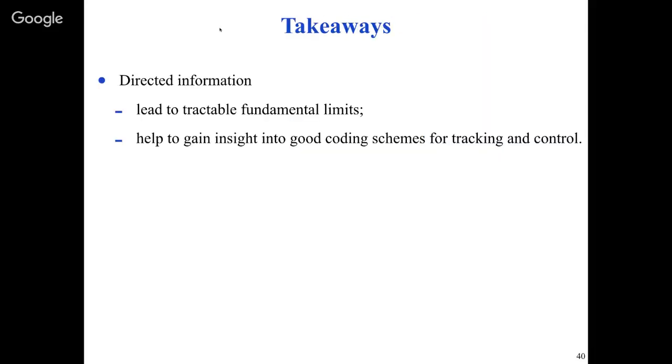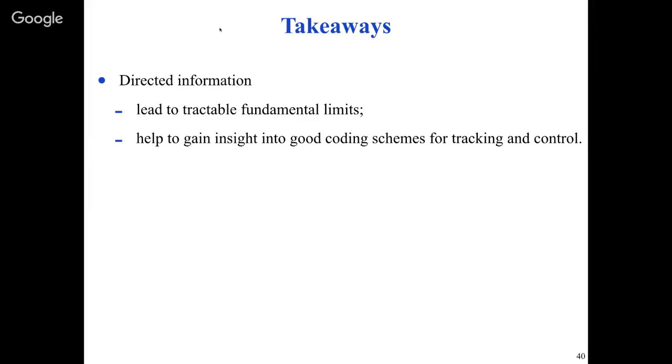Okay, so the takeaway is that this machinery is very useful to gain insight into problems that have feedback, that have memory, that are causal, that are zero delay. It's a very useful tool because it leads to tractable fundamental limits. Tractable means that we can compute them, and fundamental limits means that they have an operational meaning. So directed information has an operational meaning in these problems. It also helps us gain insight into good coding schemes for tracking and control.